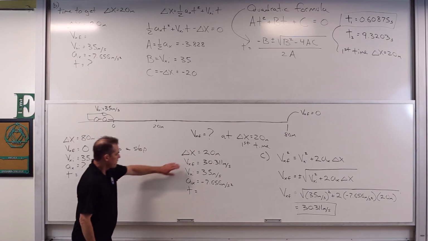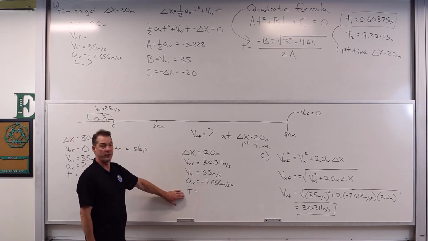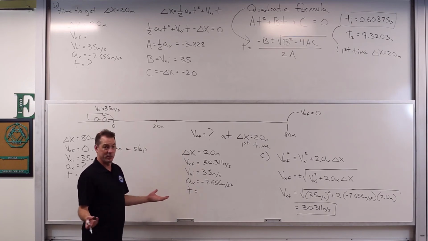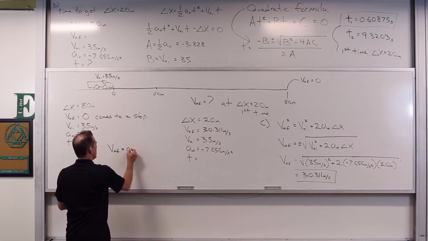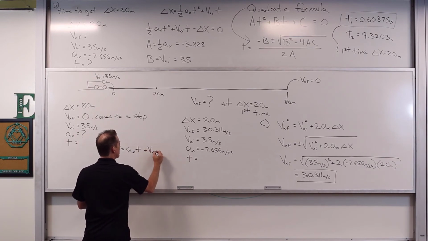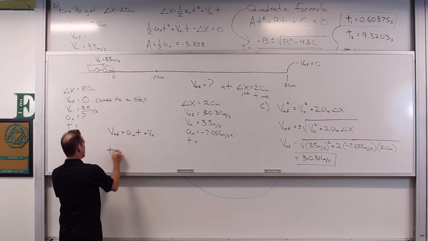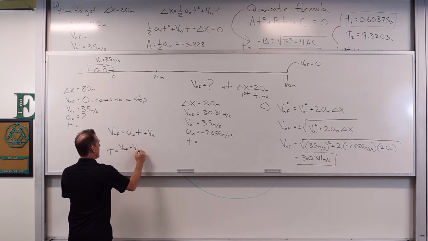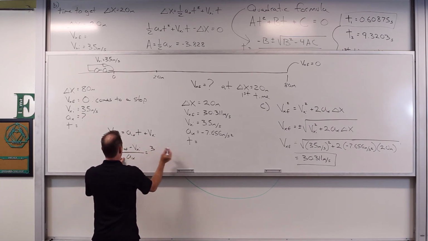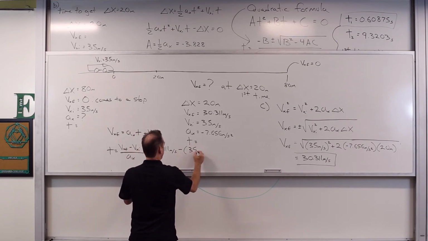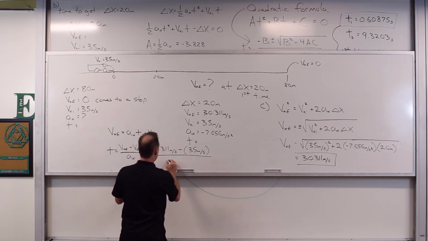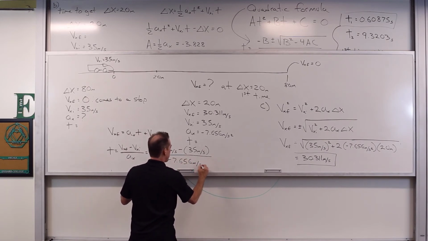Could we use this along with a couple other quantities to figure out the time? And the answer is yeah, of course we could. We have enough information where we could do something like, Vx final is equal to ax t plus Vx initial. And we can solve this for time. Time is equal to Vx final minus Vx initial divided by a sub x, which we could say is 30.311 meters per second minus 35 meters per second divided by negative 7.656 meters per second squared.